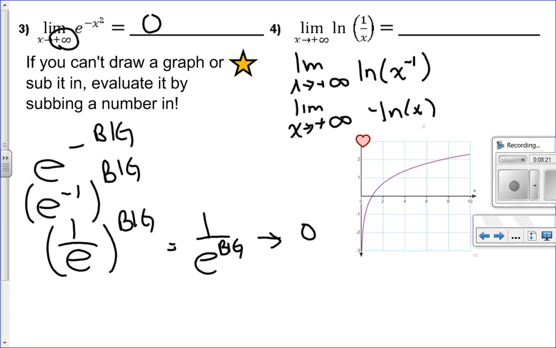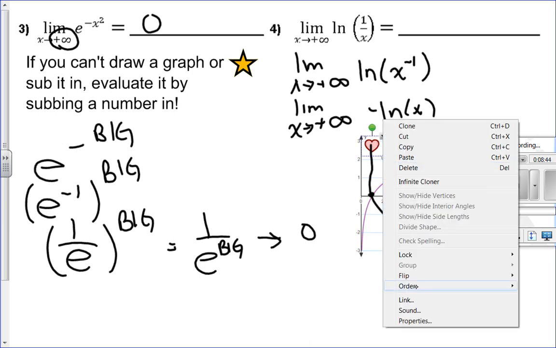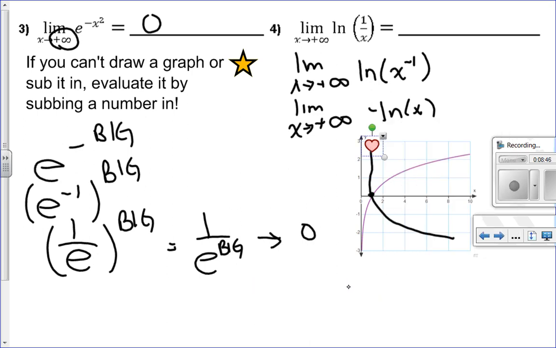So that's just going to be a reflection. Okay, it's going to be a reflection vertically. So this graph here, that's an increasing graph with an x-intercept of 1, when I reflect it vertically, will be a decreasing graph with an x-intercept of 1. So something like that. So if I look at the limit as x approaches positive infinity, that means that x is going to be getting bigger and bigger. I want to know what's happening to y. So as x gets bigger and bigger and bigger, you can see that y is going towards negative infinity. So this limit would be negative infinity.